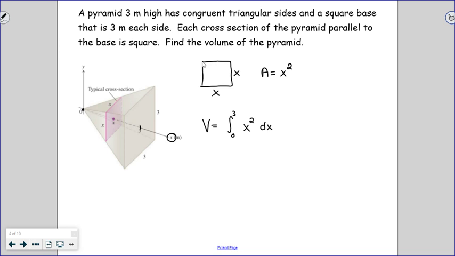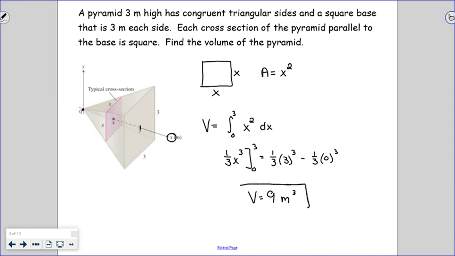And so if I were to do that, that one would be a really easy one for us to do with our antiderivative, 1/3 x cubed, evaluated from 0 to 3. Plugging in our bounds here, 1/3 times 3 cubed minus 1/3 times 0 cubed. And we would find that we have a volume of 9, and they said it was meters up at the top, so 9 meters cubed.